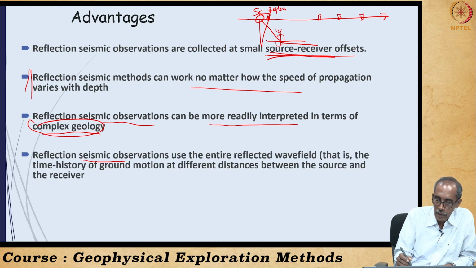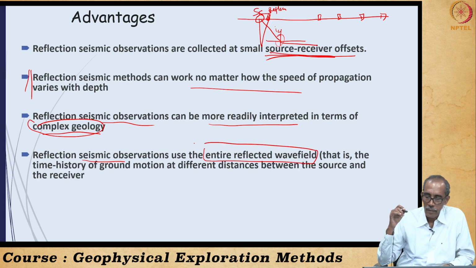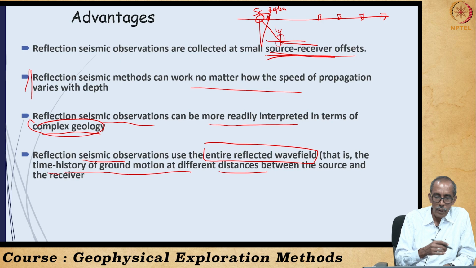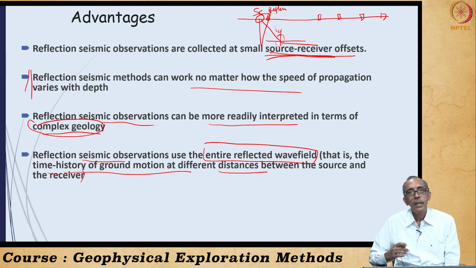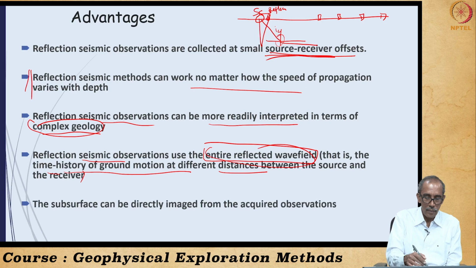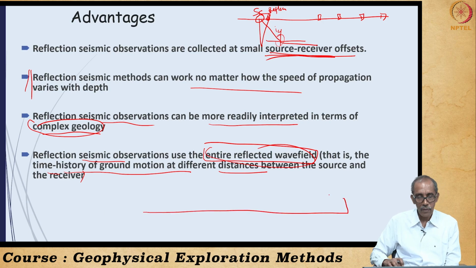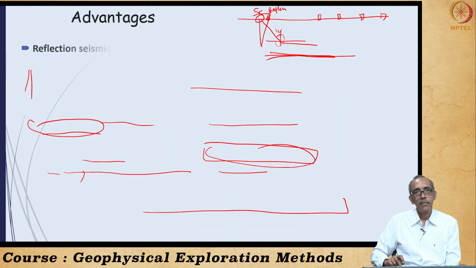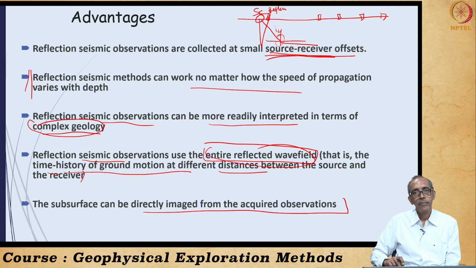Since in seismic reflection we make use of the entire reflected wave field, right, that means the history of the ground motion at different distances between the source and the receiver, we are able to bring out a nice subsurface section, especially by inversion, right. Why? Because our interpretation is many times limited to the time of first arrivals in seismic refraction, whereas here we use the entire wave field. So, this brings a lot of additional information in seismic reflection survey, and because of this we are able to get an image of the subsurface. We have seen several images here too. We are literally able to see the subsurface from the seismic survey. So, these are some of the advantages of seismic reflection survey.